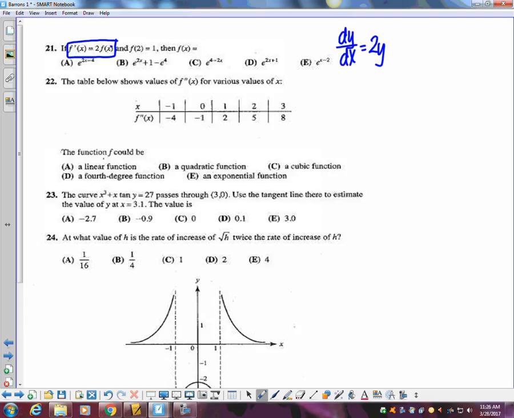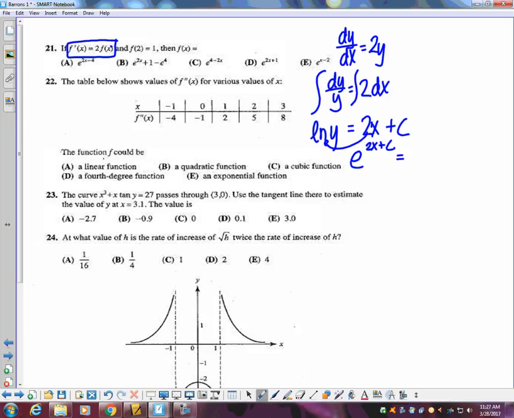So I'm going to get my y's on one side and my non-y's on the other side. So I'm going to divide both sides by y, and I'm going to multiply both sides by dx. Okay, and then I'm going to integrate. So that's going to be ln of y, technically plus c, but I'm going to put my plus c on the other side. And that would be 2x, and then there's my plus c. Okay, now I'm going to get it out of log form, so I'm going to e it or snail it. Your base is e, so it's going to be e to the 2x plus c equals y.